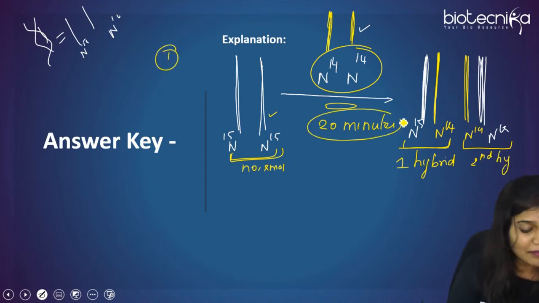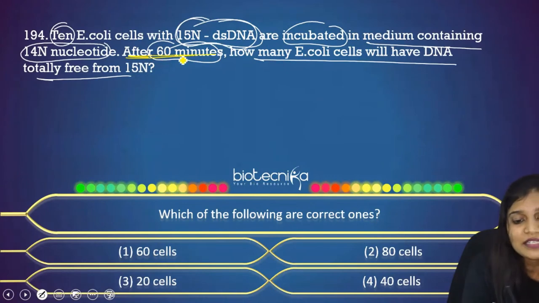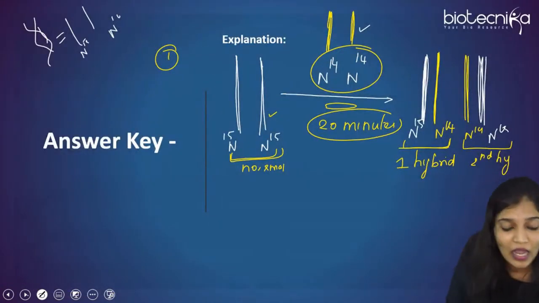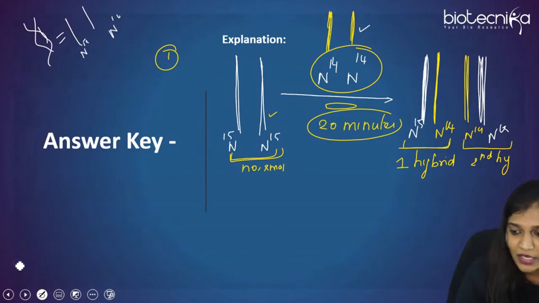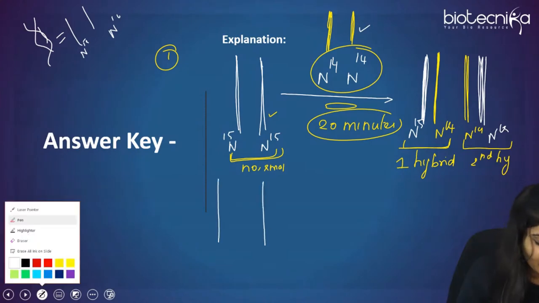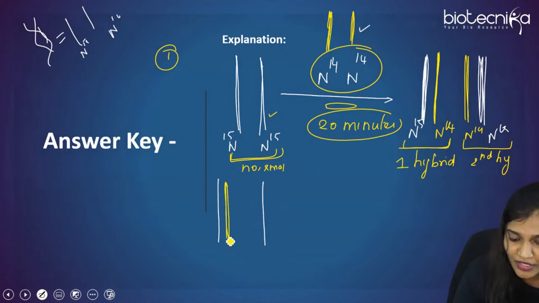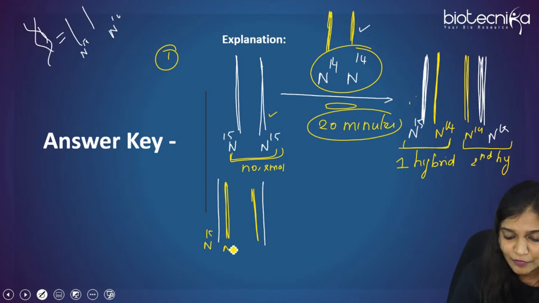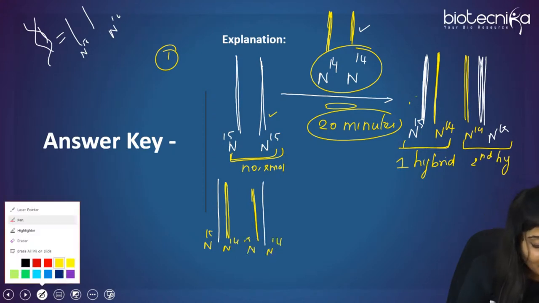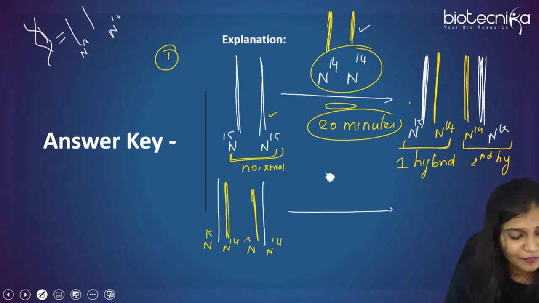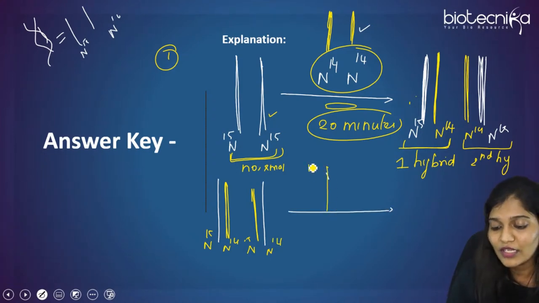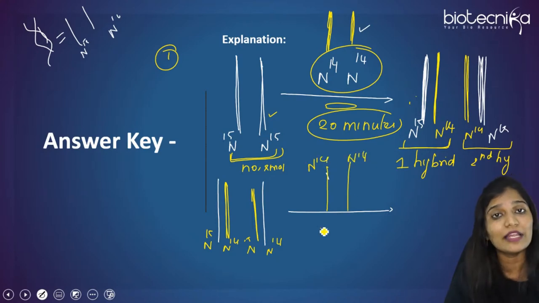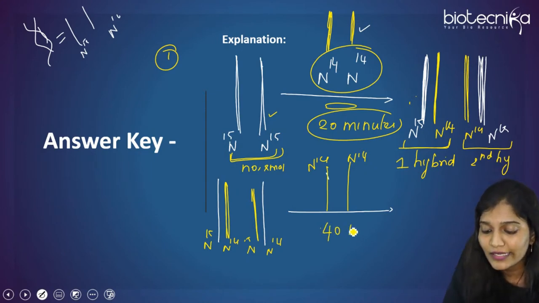But they asked for 60 minutes. If you see the question, after 60 minutes. So let's check for 60 minutes. After what will happen next 20 minutes? So 1, 2, let me write it. And here it is going to be 1 over here. And I'm writing the same thing here. N15, N14, N15, N14. So again, the same is incubated with the normal N15, N14 and N14, N14 here, N14 here. Now, the next 20 minutes, so I'm calculating 20 plus 20 as 40 minutes.